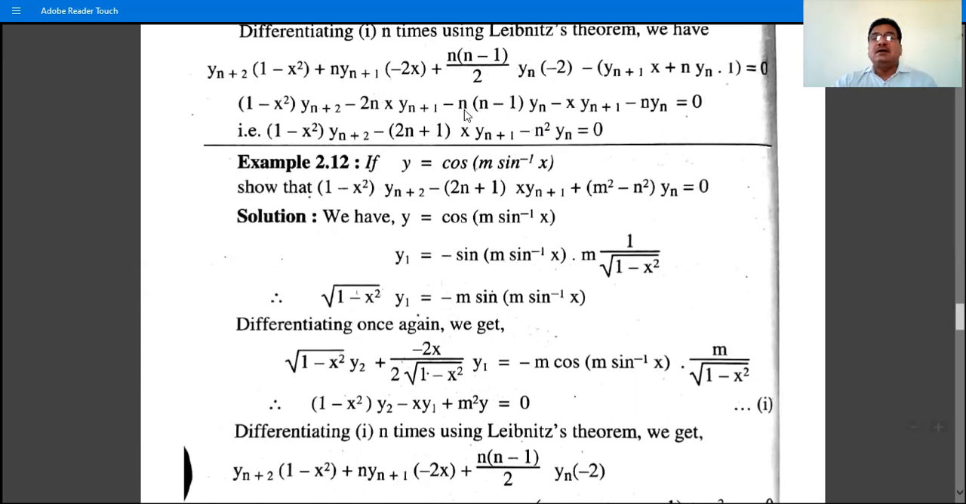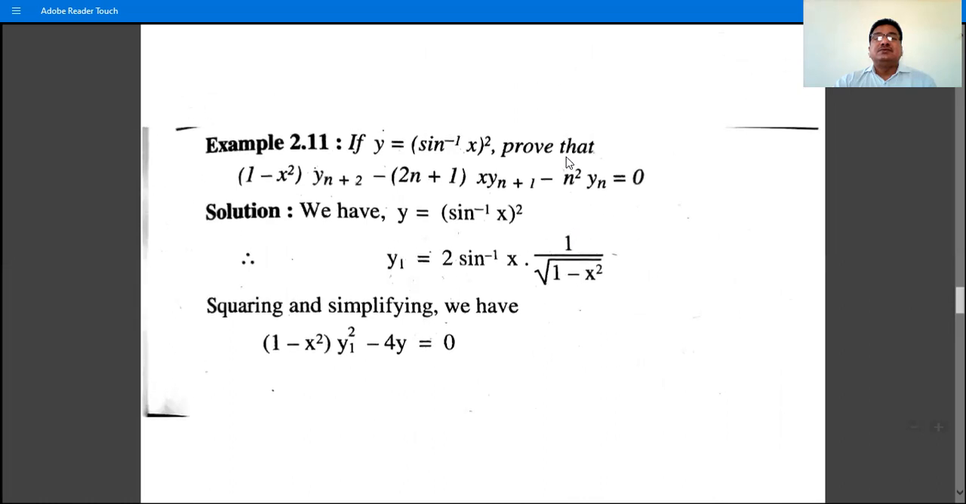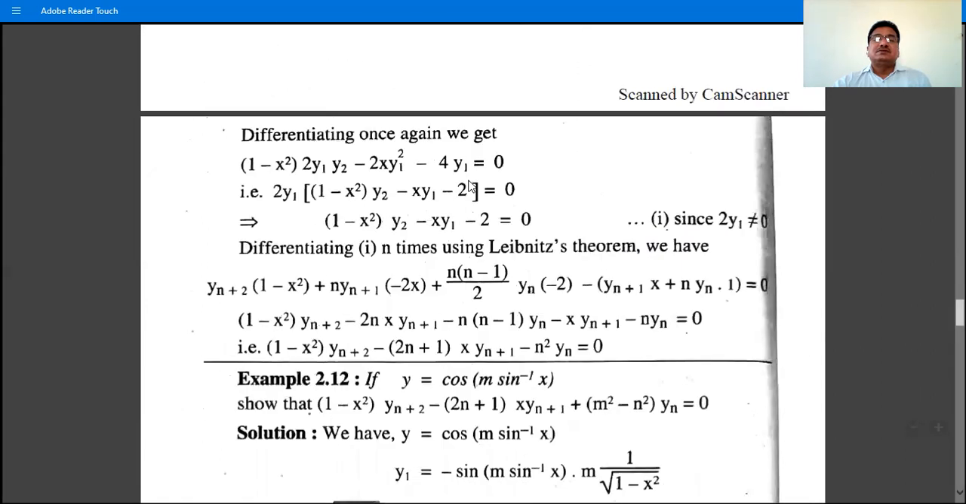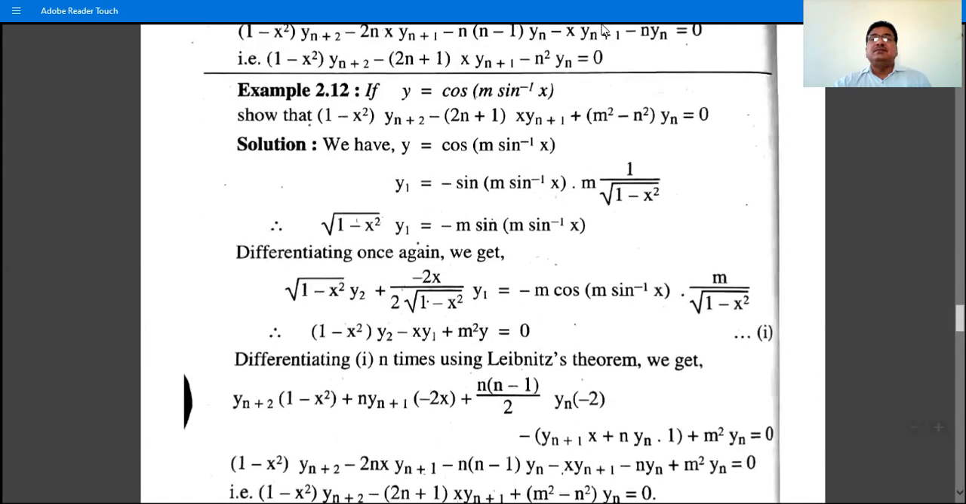This is n square minus n, so take the negative sign common. What do we have in bracket? n square minus n plus n, so it is n square, and minus n square y_n is equal to 0. And that is what we had to prove: (1 minus x square) y_{n+2} minus (2n+1) x y_{n+1} minus n square y_n is equal to 0. So we will see the remaining problems on this theorem in the next lecture.